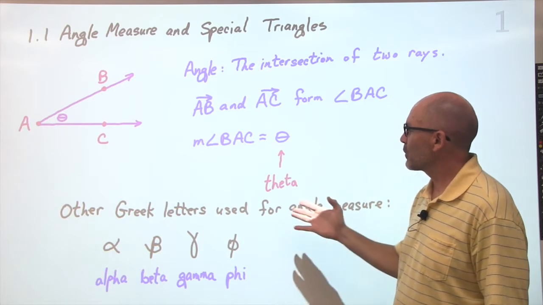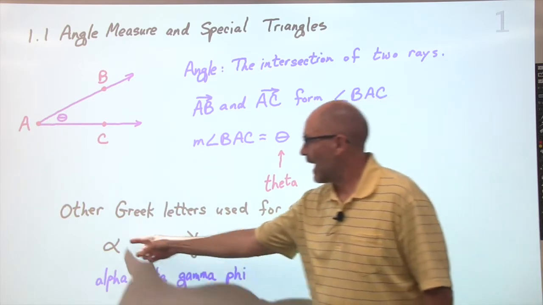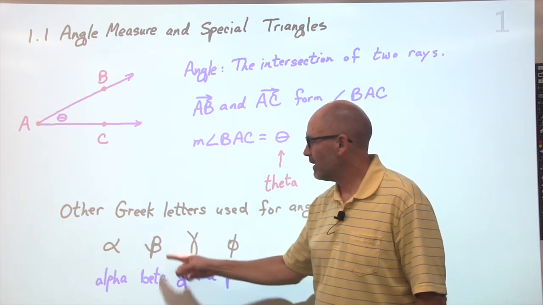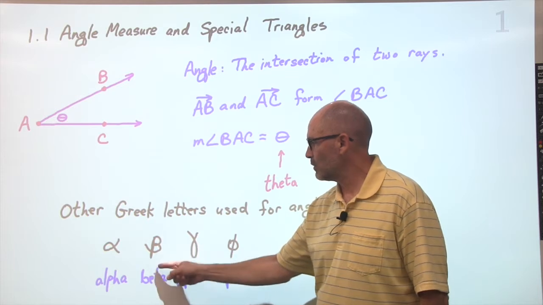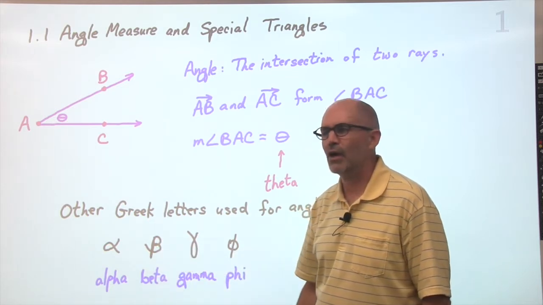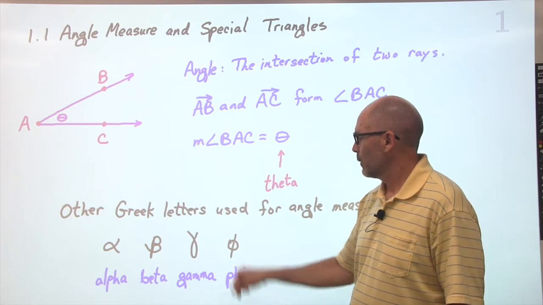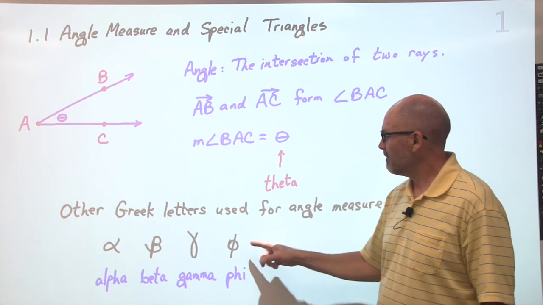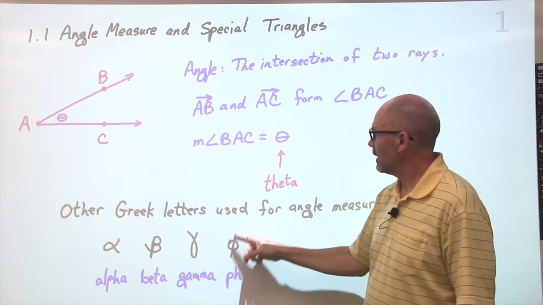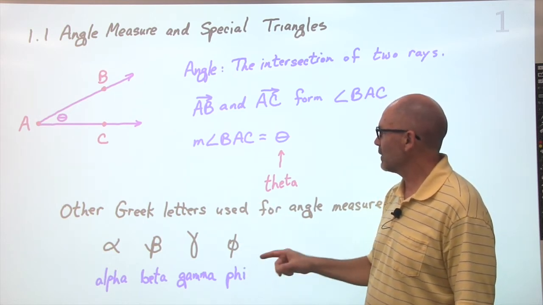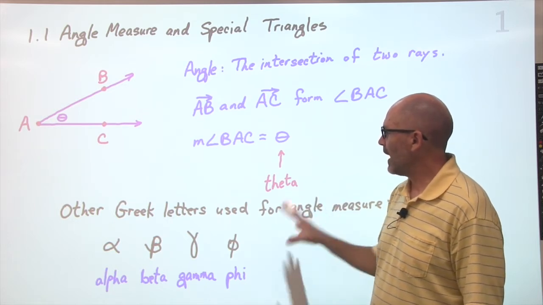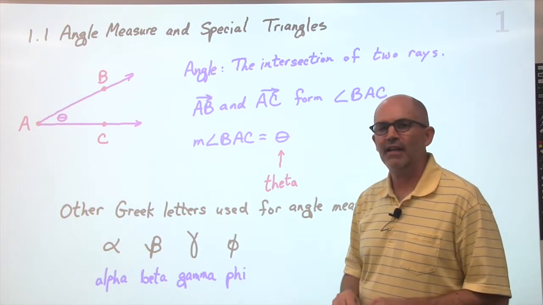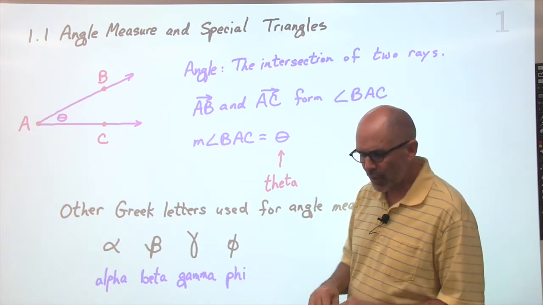Other Greek letters that we use would be alpha, which looks like a fish swimming to the left, beta, which is almost like a B, only you just have a couple of tails coming off it, and then gamma, which is the fish swimming straight down, and it's a skinnier fish. And then phi, which is the circle with a diagonal slash through it. So these are the basic Greek letters that we're going to get used to denoting angle measure.